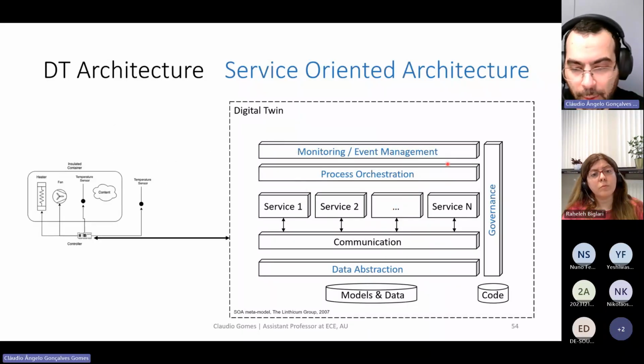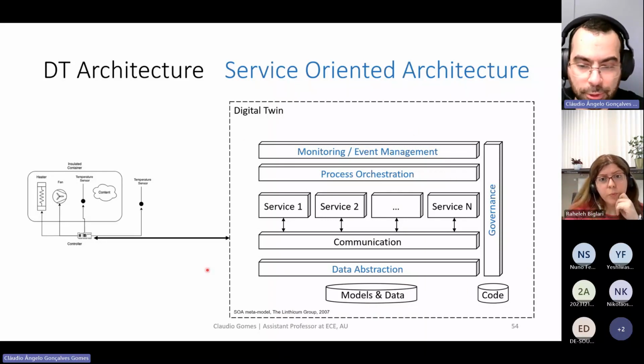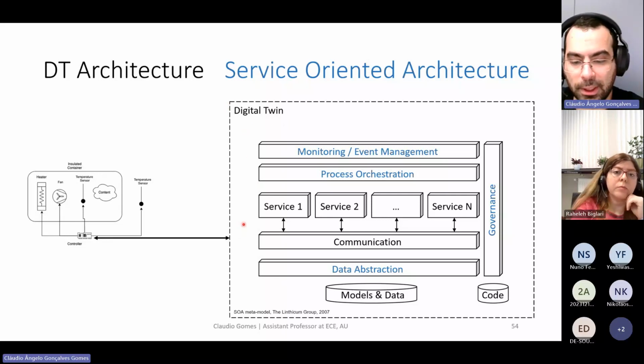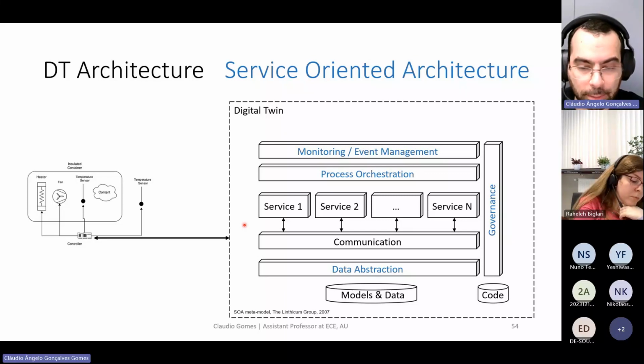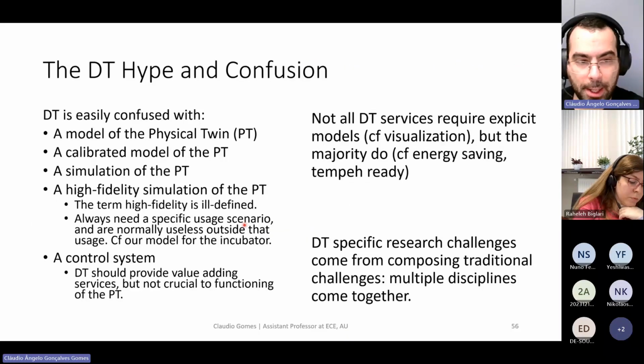And now in the case of the incubator, when you compare the way we architected the system with the service-oriented architecture, you see there's an almost exact match between the two. So we argue that for the digital twin of this incubator, a service-oriented architecture is quite good. We do not need more than that to get things working. And we would like to discuss more with you what the differences are and what things we are missing.